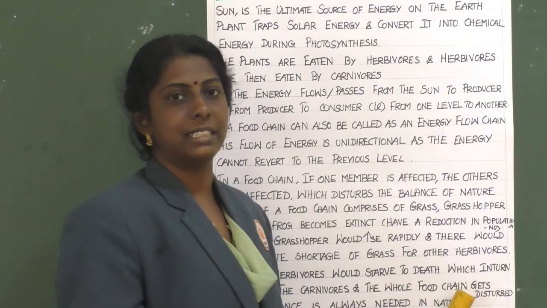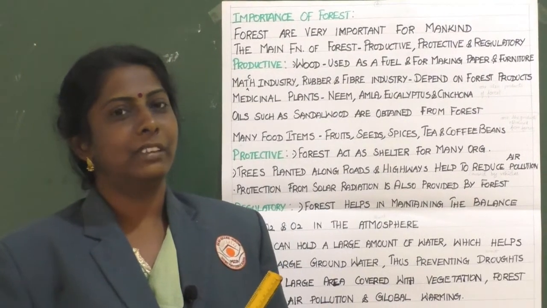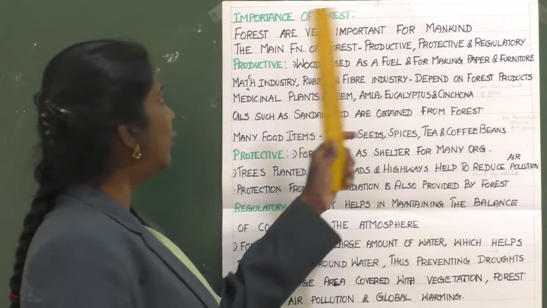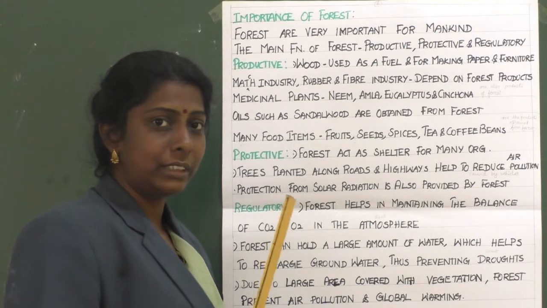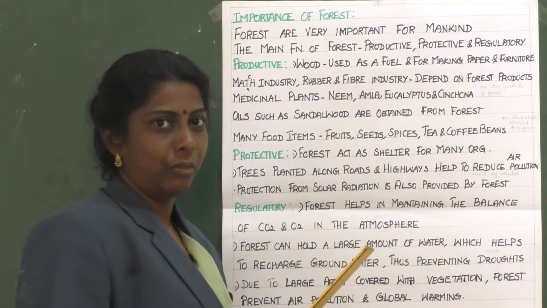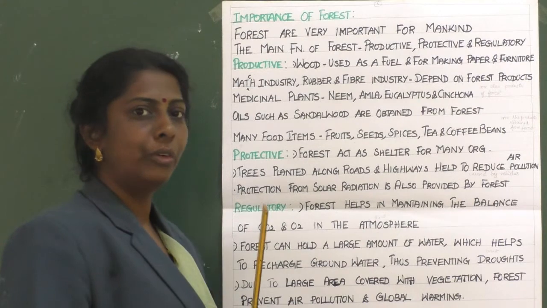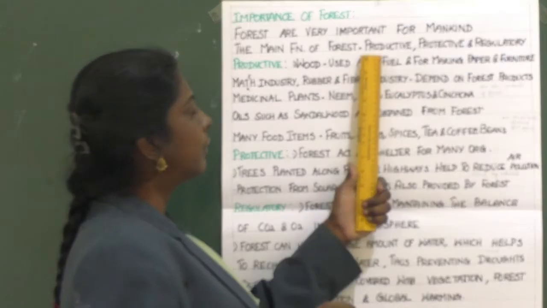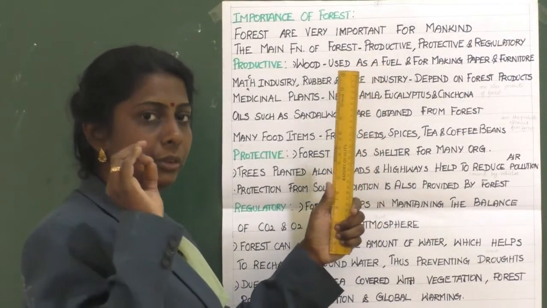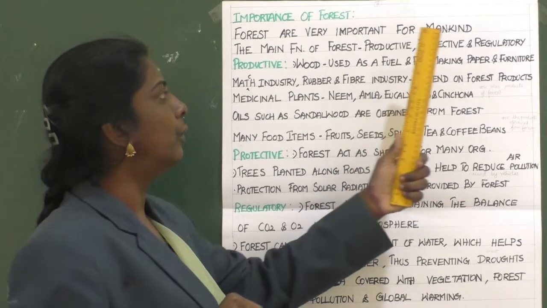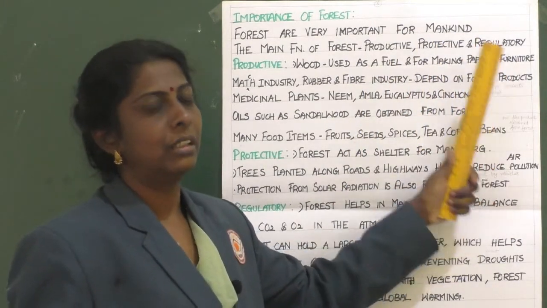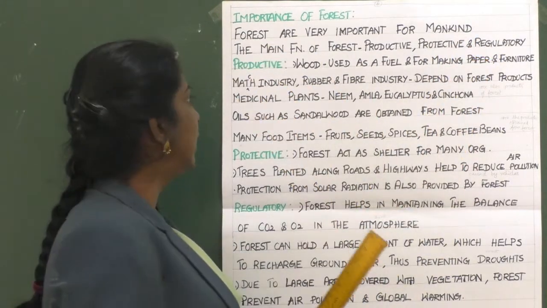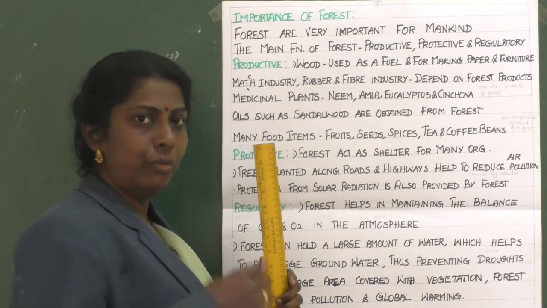Clear, children? Yes. So, children, now we are going to learn about the importance of forest. Forests are very important for mankind. The main functions of forest are categorized into three: productive, protective and regulatory. Clear? So, first let us learn about productive function.